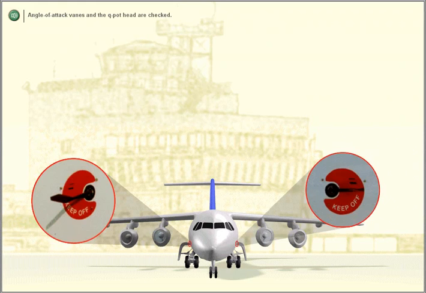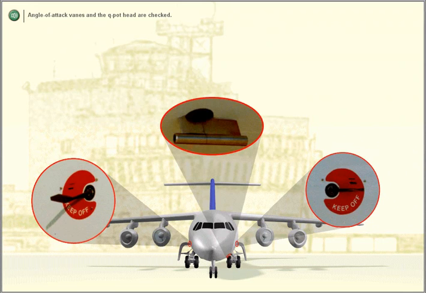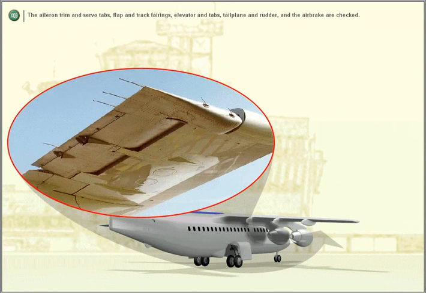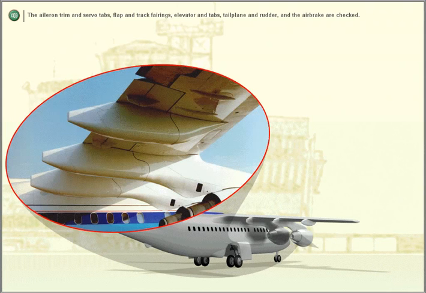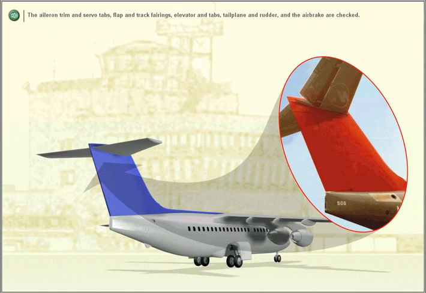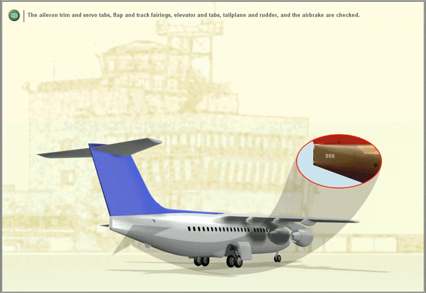Angle of attack vanes and the Q-pot head are checked. The aileron, trim and servo tabs, flap and track fairings, elevator and tabs, tailplane and rudder, and the air brake are checked.